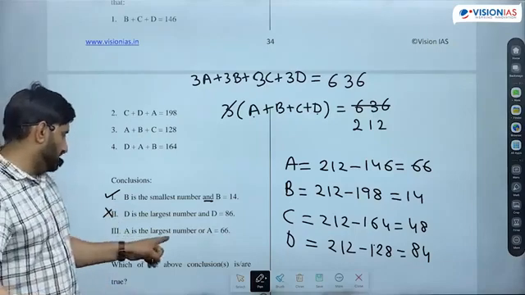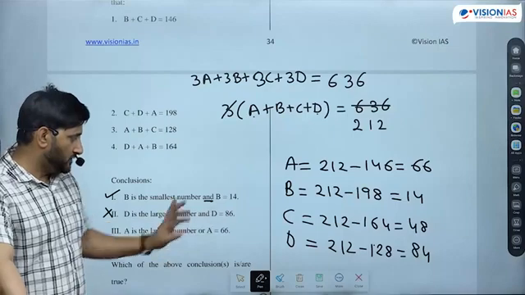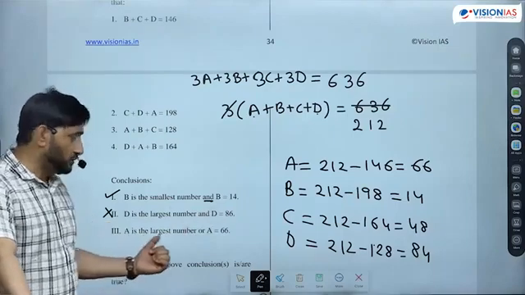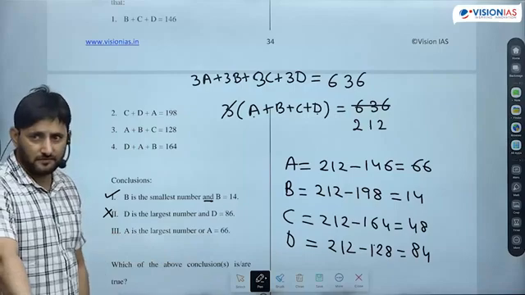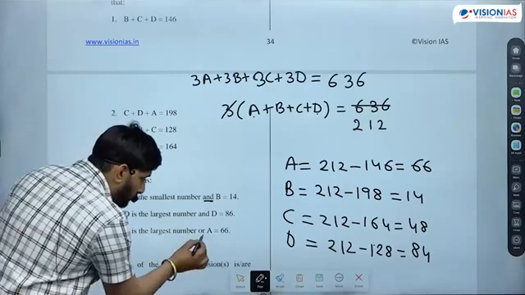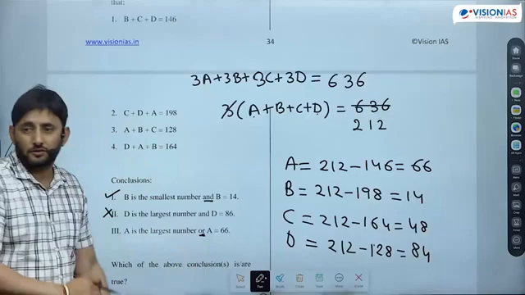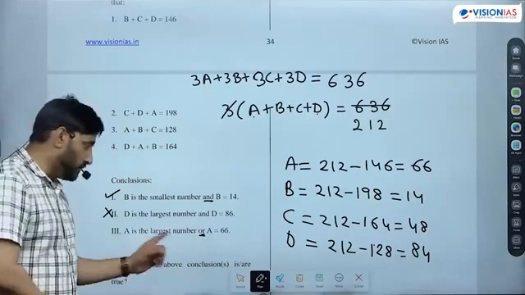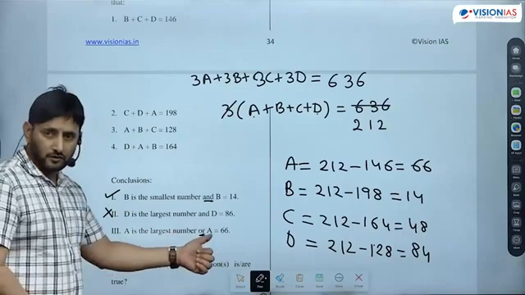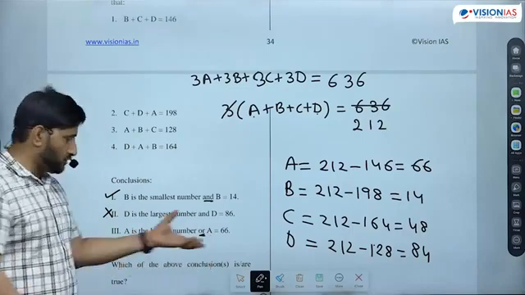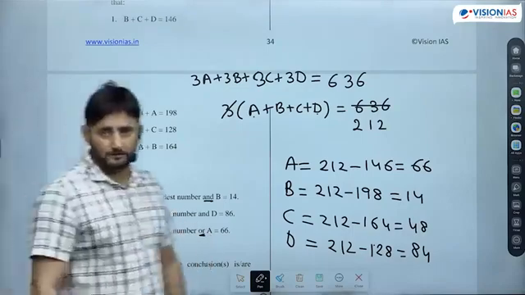A is the largest or A is equal to 66. A is not the largest, but A is equal to 66. Here it is "or". Or का मतलब क्या होता है बेटा? At least one of the two statements has to be true. This is wrong, but this is true, na? So you will consider this overall statement to be true or false.